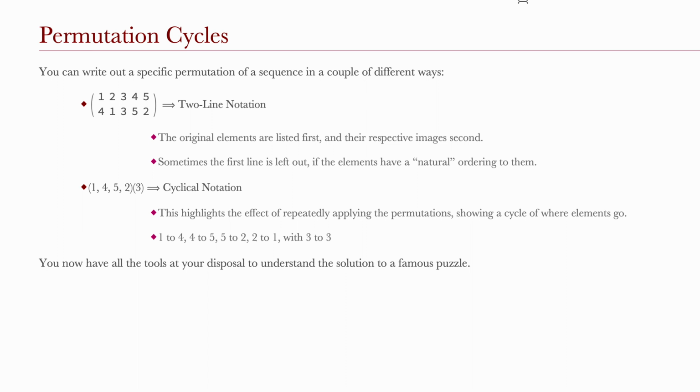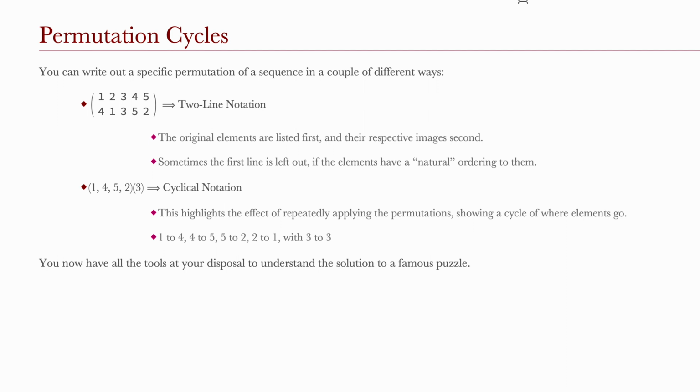Along with that, we can write it out in cyclical notation, which highlights the effect of repeatedly applying the same permutation, showing a cycle of where the elements go. Here, 1 goes to 4, 4 goes to 5, 5 goes to 2, and then 2 goes to 1, with 3 just mapping to 3. Now, if we applied this same permutation to a sequence twice, we can immediately say 1 goes to 5, 4 goes to 2, 5 goes to 1, and 2 goes to 4, with 3 staying at 3, of course.